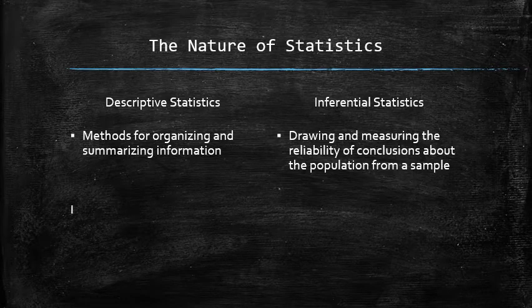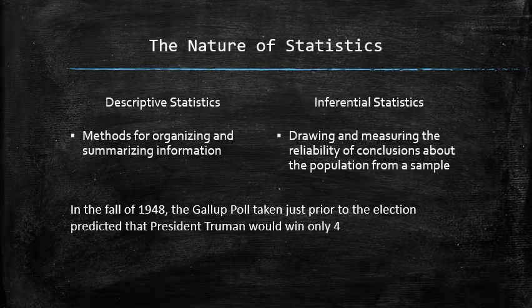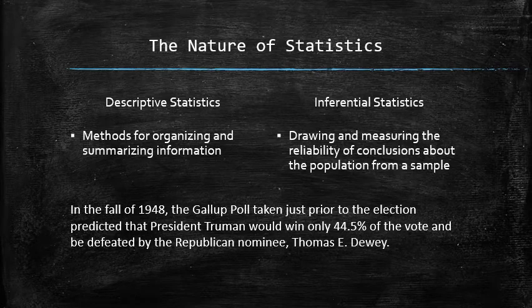Consider another example. In the fall of 1948, the Gallup poll, taken just prior to the election, predicted that President Truman would win only 44.5% of the vote and be defeated by the Republican nominee, Thomas Dewey. Do you think this example demonstrates the methods of descriptive or inferential statistics? The correct answer is inferential, since we are trying to estimate the opinion of the entire population based on the sample. In reality, the statisticians had predicted it wrong. Truman won more than 49% of the vote and with it the presidency. The Gallup organization modified some of its procedures and has correctly predicted the winner many times since then.